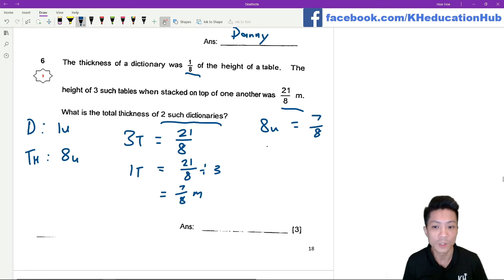Okay, so if 8 units is equal to 7 over 8, we can find what is 1 unit by dividing this by 8. But since we want to find 2 such dictionaries, we can find 2 units, which is 7 over 8 divided by 4. That gives 7/32 meters.